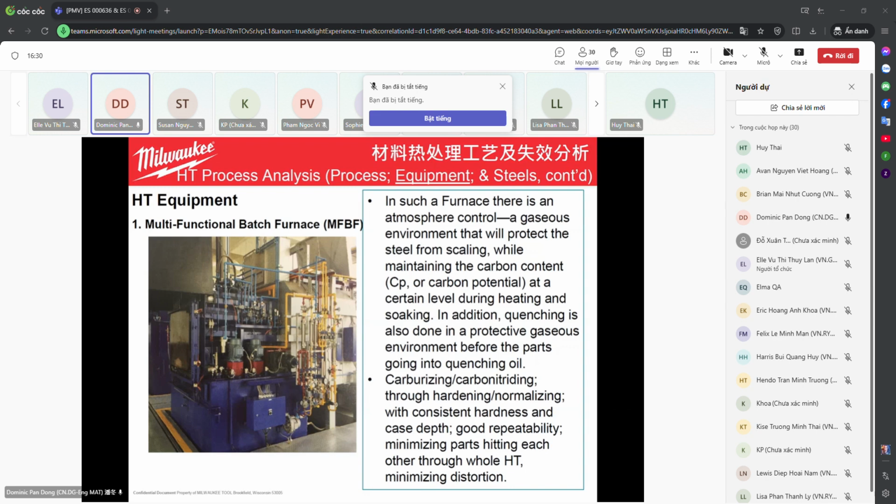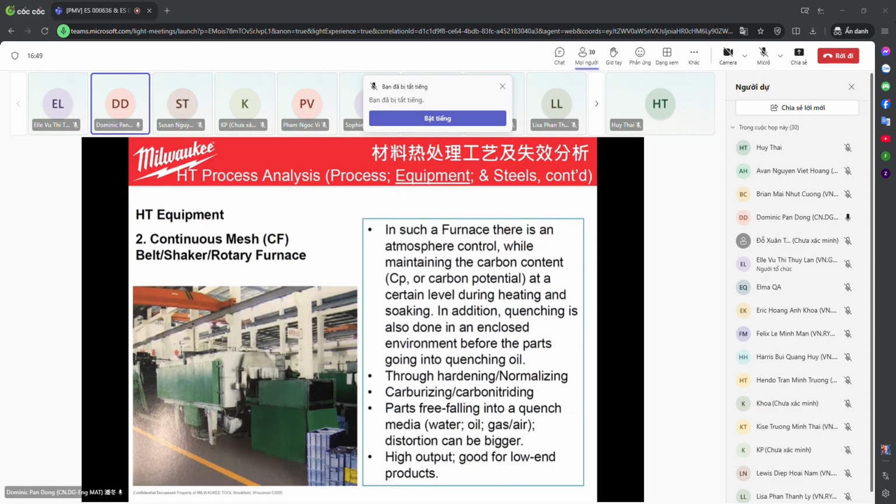So please pay attention to this. This kind of furnace is always expensive, and the quality is always much more consistent than others. This is our preferred heat treatment equipment for our critical parts.